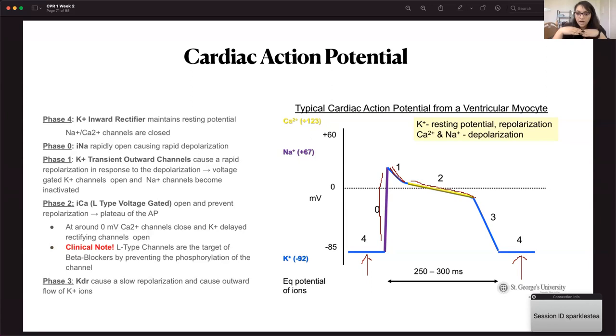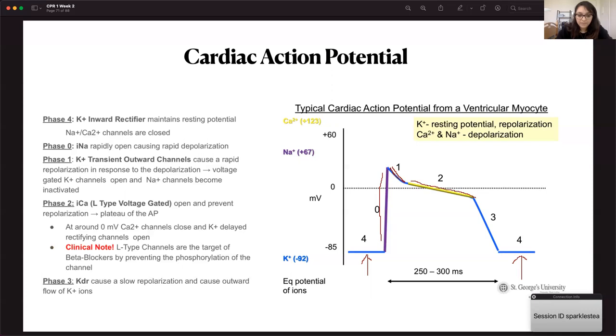So you're going to get this kind of opposing positive charge. You have a positive charge from one end, a positive charge from the other end, and that's going to give you a plateau. So you're not really changing the voltage as much as if you just had potassium. You're not going to see a drastic decrease in this phase. And that's also called the plateau phase of the action potential. So just make sure you guys are familiar with that.